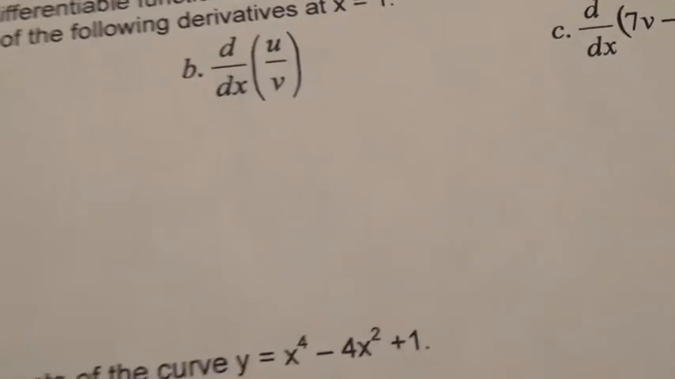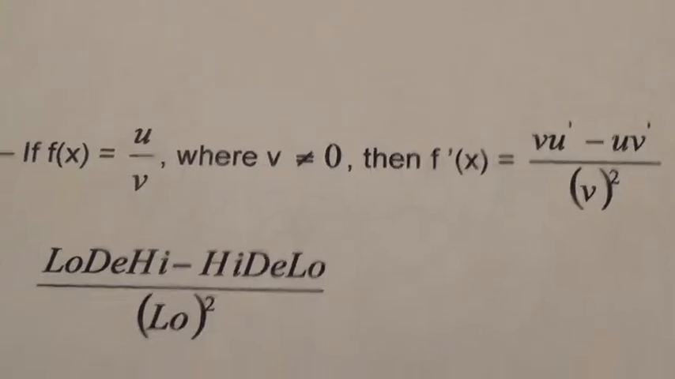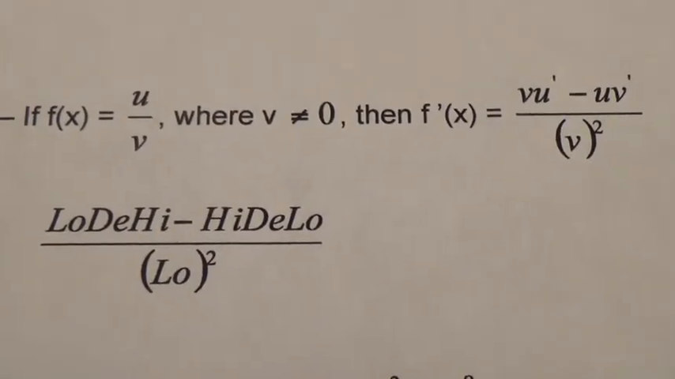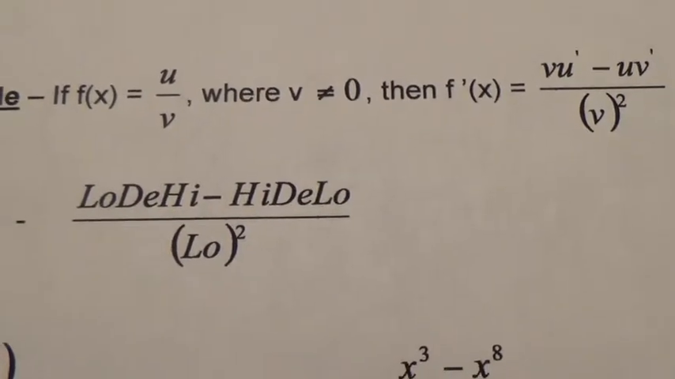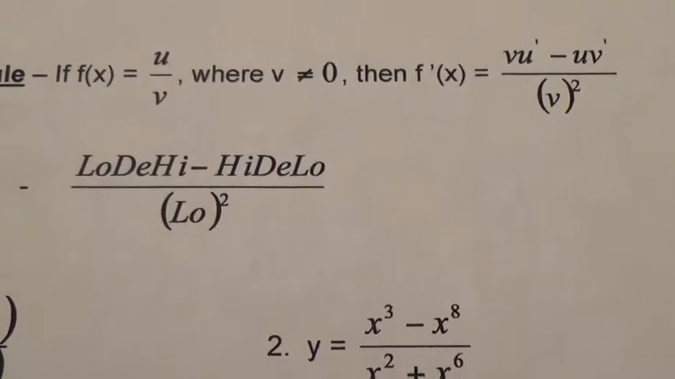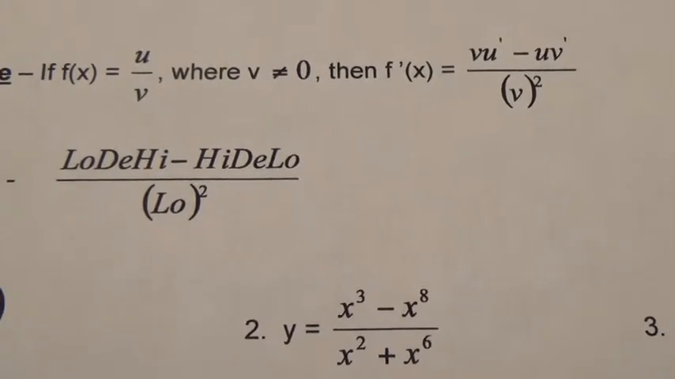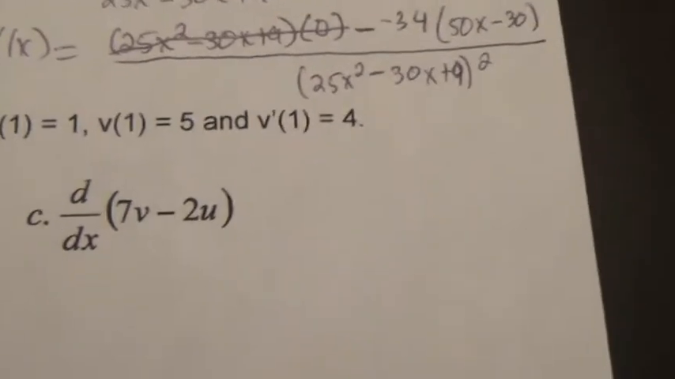14, I'll leave you. It's just a quotient rule. We just did it up here. Okay, so again, here's your quotient rule. Low d high minus high d low over low squared. Or your denominator unchanged, derivative of your numerator, minus your numerator, derivative of your denominator over your bottom squared. So I'll leave that.